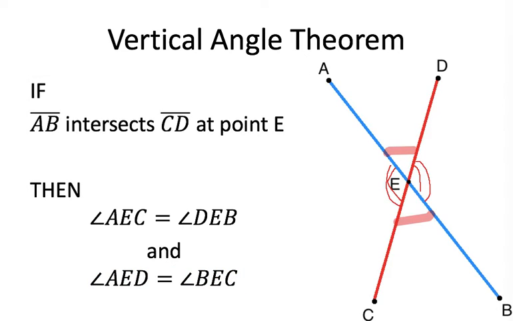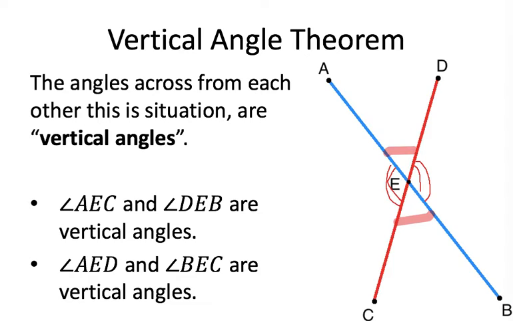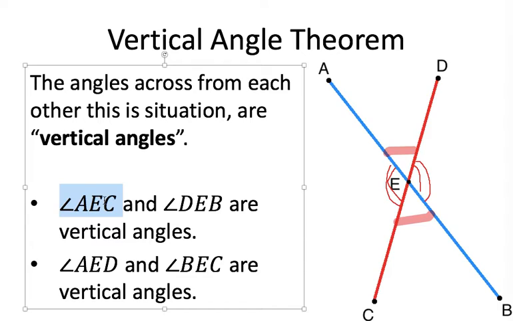All right, let's put the definition of vertical angles here. Angles that are across from each other when two lines or line segments intersect are vertical angles. So angle AEC and angle DEB are a pair of vertical angles. And then angle AED and angle BEC are also a pair of vertical angles. And those vertical angles are equal to each other.